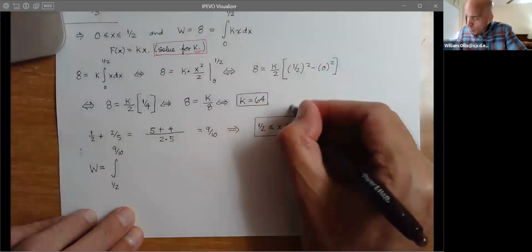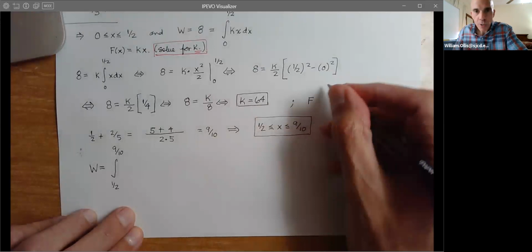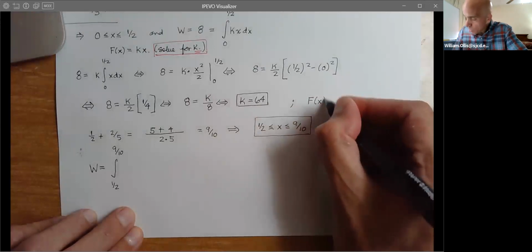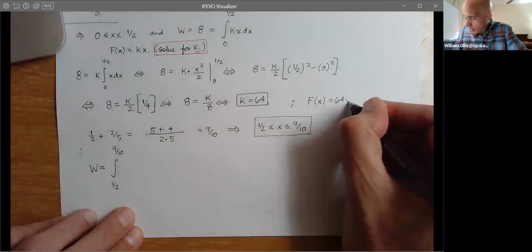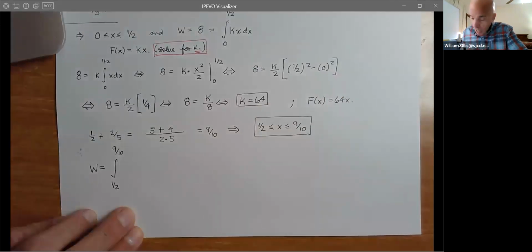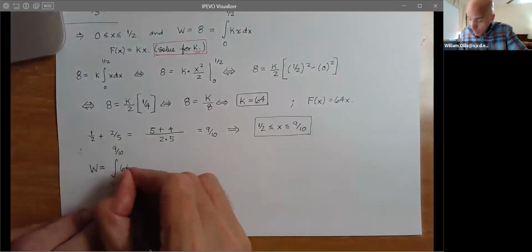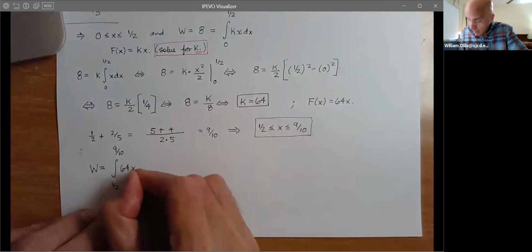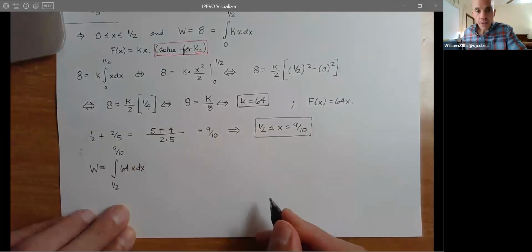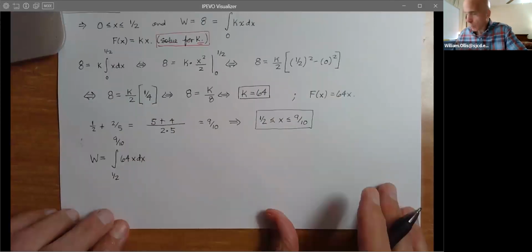So here we can just go ahead and say, well, what's Hooke's law? This is just kx, or 64x. So now when we integrate, we get 64x dx. So again, a very simple integral, a very doable integral.